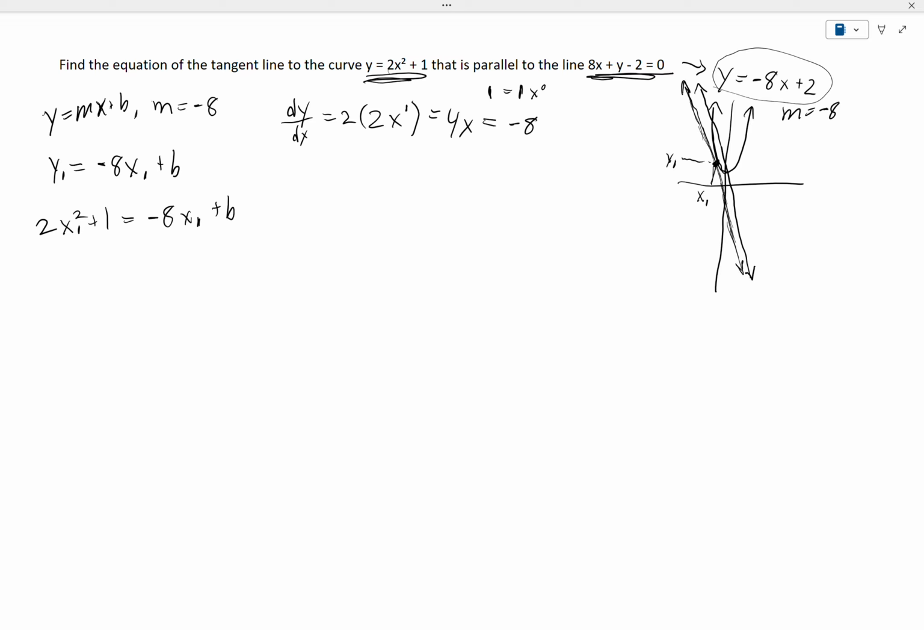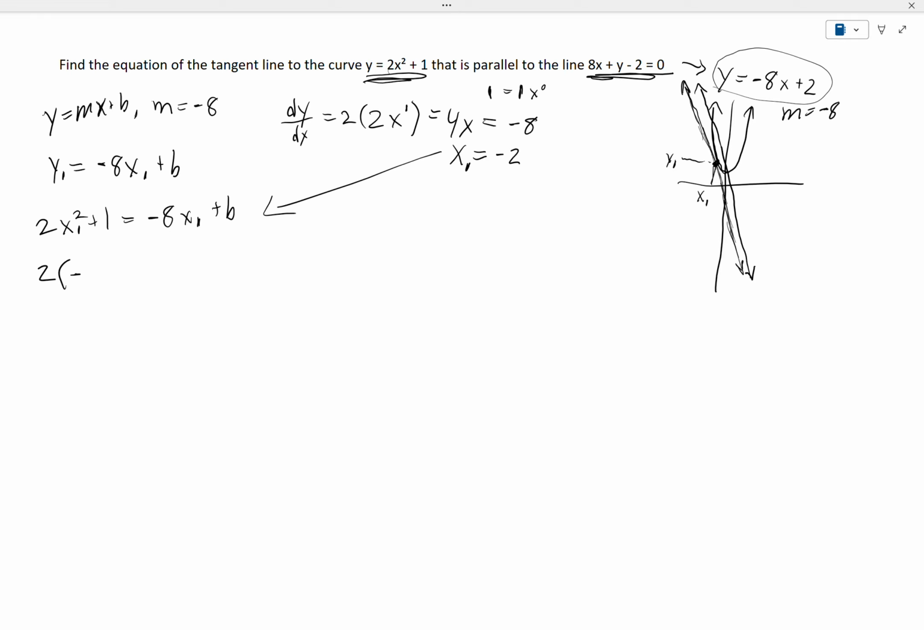So I'm just going to solve for x. I've got to figure out what x value results in me having a derivative of -8. Dividing by 4 on each side means x equals -2. So at -2 comma whatever the y value is, I get a slope of -8. Which means that's what the x value is going to be in this equation here. x1 is -2, so I'll plug in -2 over here.